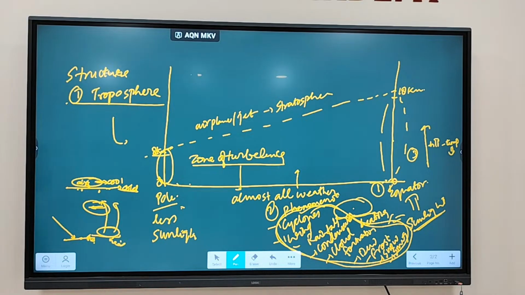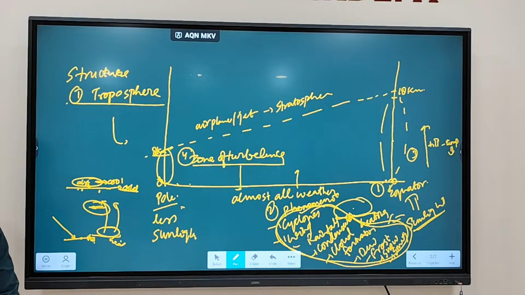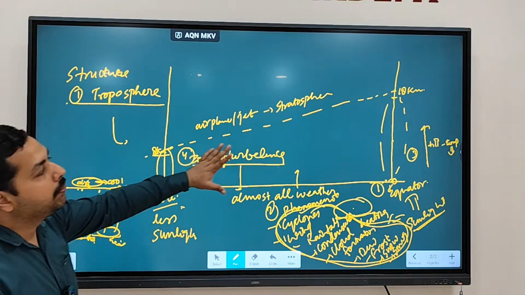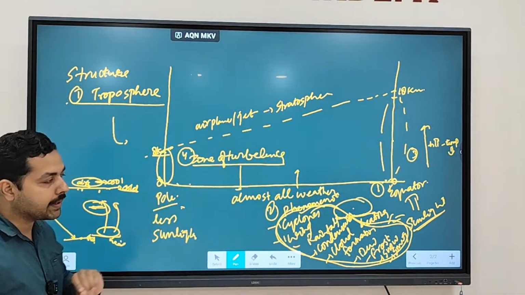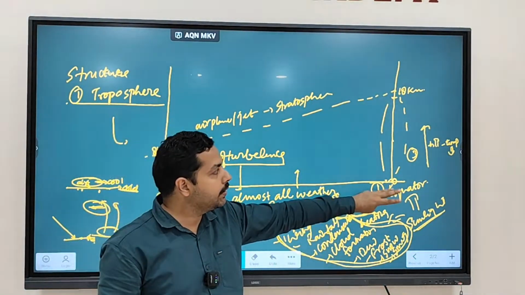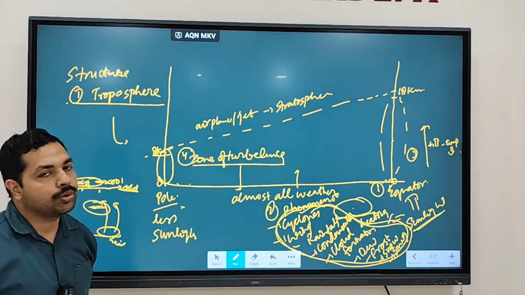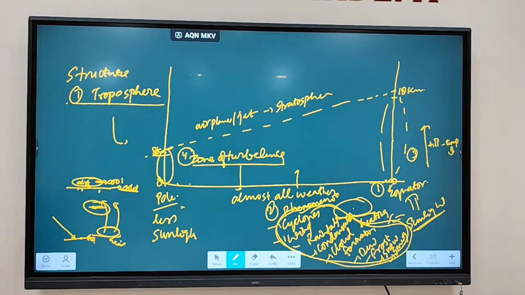Fine. Another thing you have to remember is that it is a zone of turbulence. A lot of convectional activity is going to take place in this particular layer. So the troposphere's extension is more at the equator than at the poles. Second, almost all your weather phenomena take place in this region. Third, as you go up in the troposphere, temperature will decline. Fourth, it is a zone of turbulence, and that's why jet airplanes do not move in this particular layer. They move in the stratosphere.